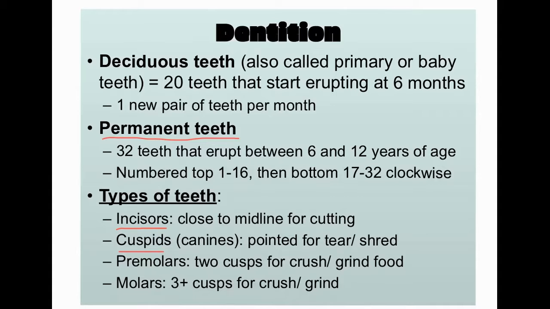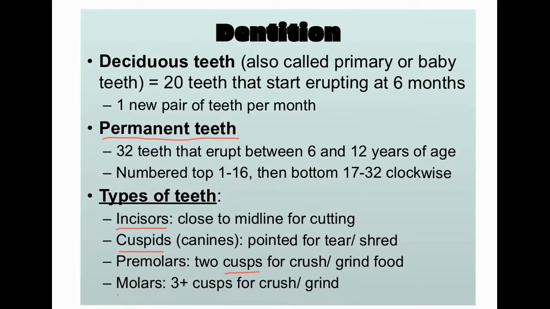So you have 2 on the top, 2 on the bottom. Your premolars have what's called 2 cusps. And cusps are the little ridges you can feel if you rub your tongue on your teeth. Well, the premolars only have 2 ridges, or cusps.